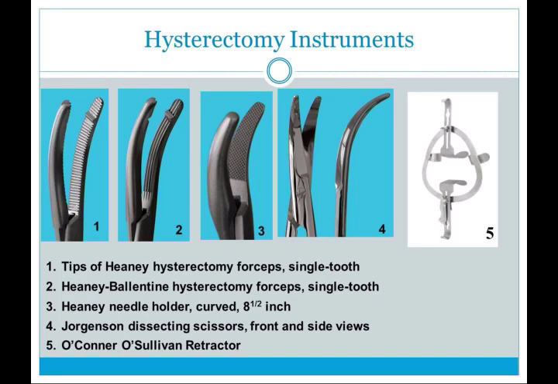Some of the specialty instruments that will be used for open abdominal GYN procedures, like a TAH, are Haney forceps, Haney-Ballantyne forceps, Haney needle holders, Jorgenson scissors, and the O'Connor-O'Sullivan, which is a self-retaining retractor.